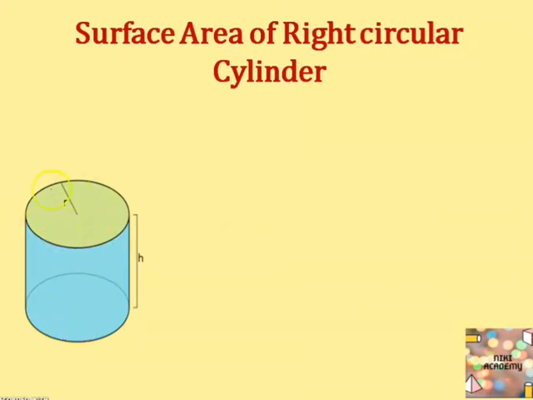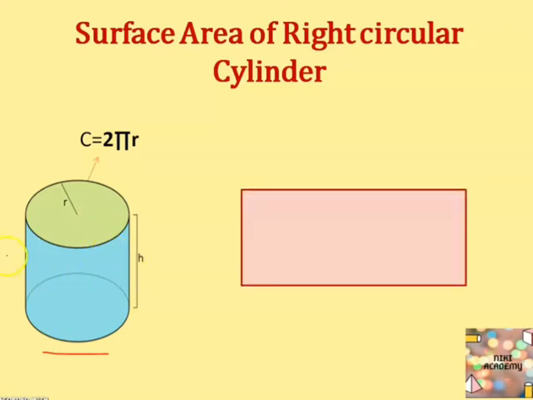So here, top you have a circle and bottom you have a circle. Both are of the same area. The circumference equals 2 pi r. Now we are going to unroll this cylinder. If we unroll this, the curved surface will become a rectangle and the circles will be the same.